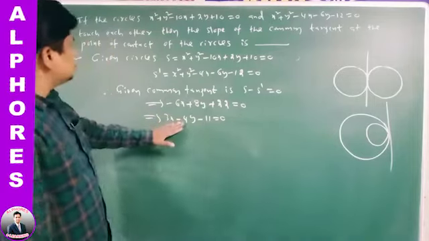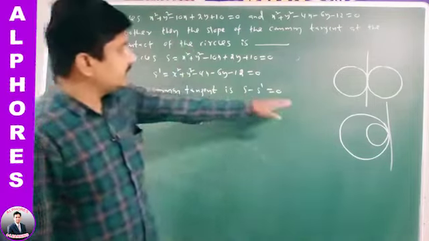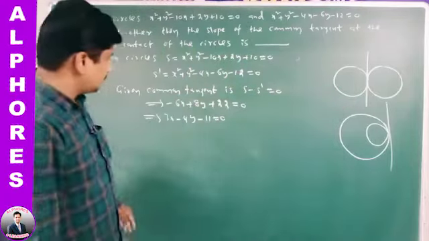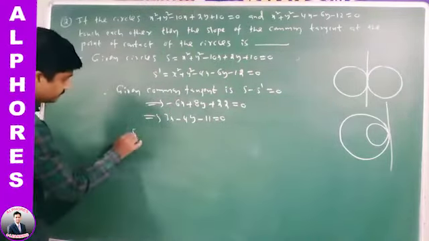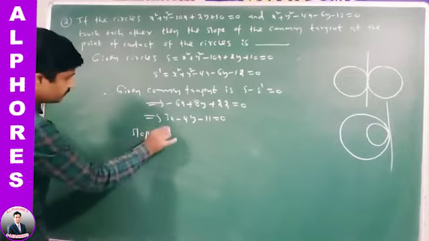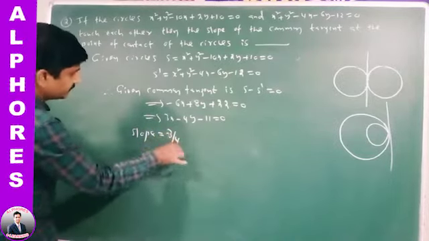Okay, now this is the common tangent at the point of contact of the circles. Now the slope of this line is required. The slope of this line is what? 3/4.